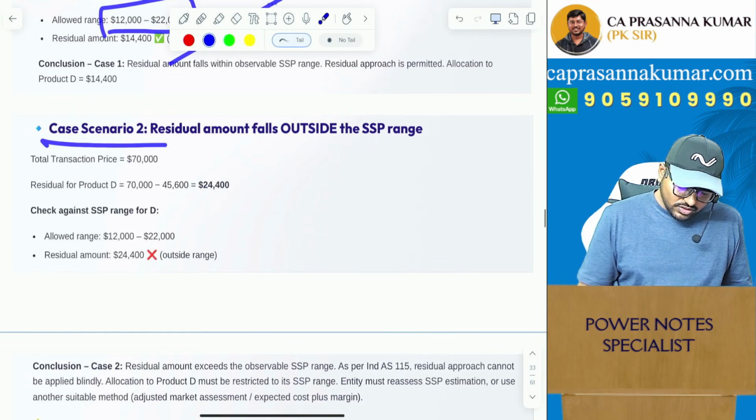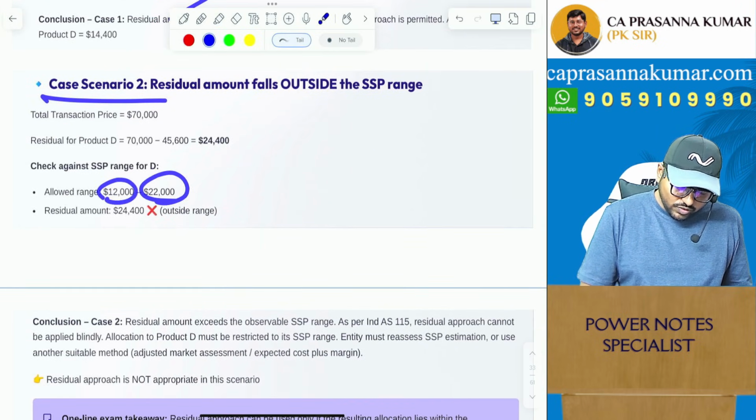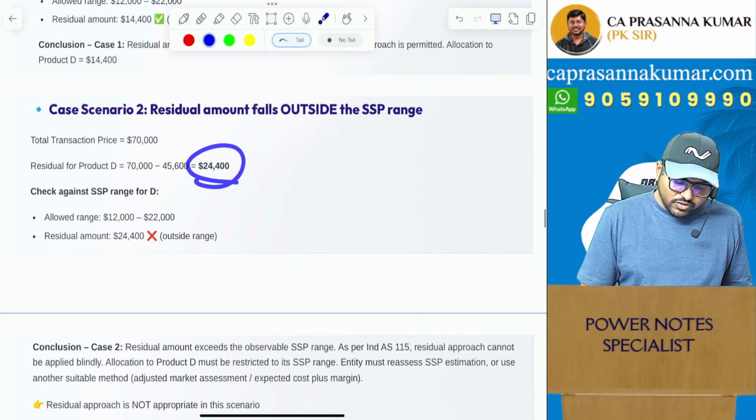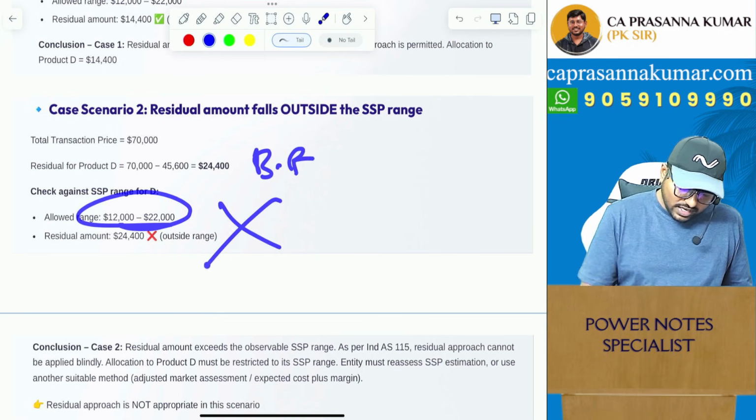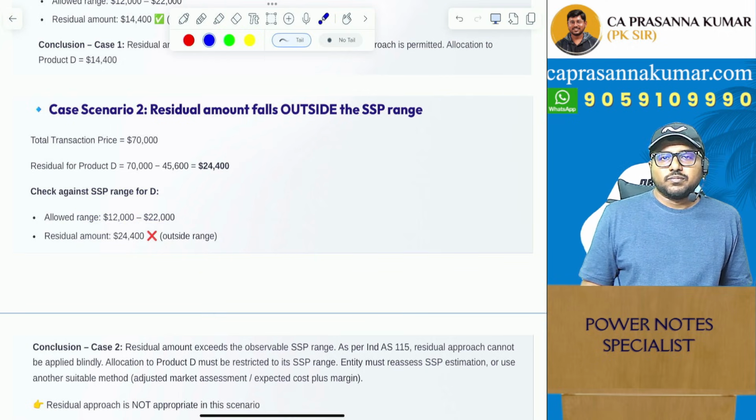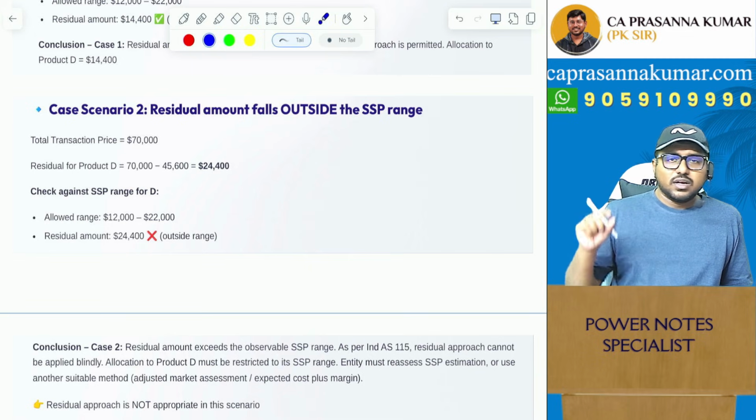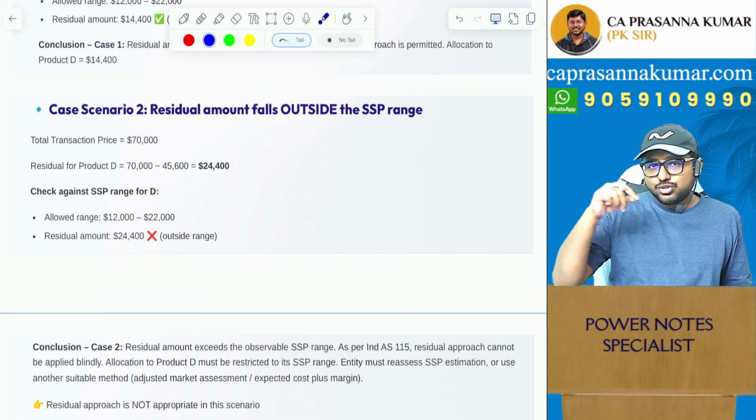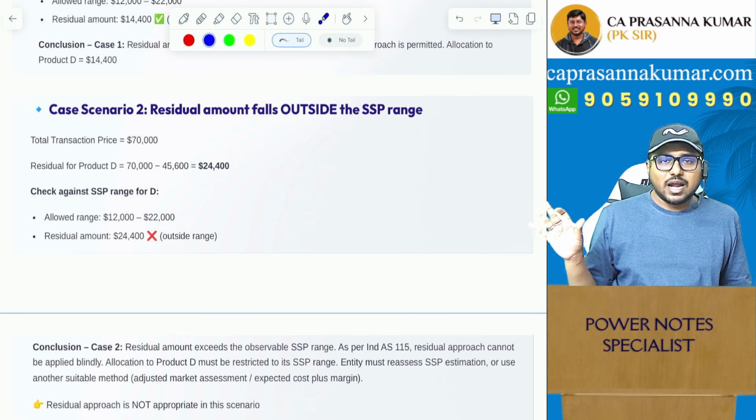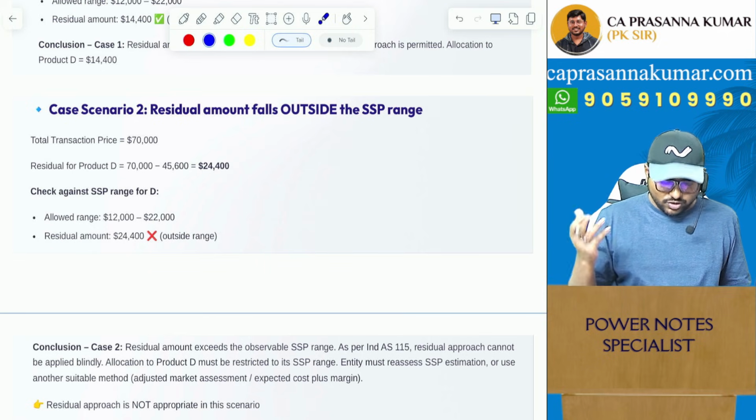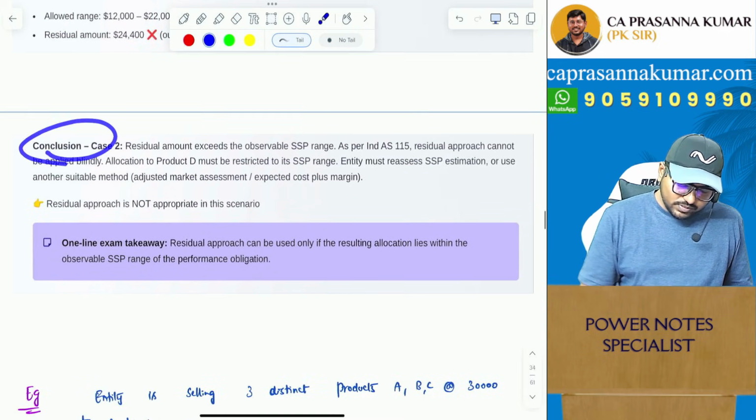If you look at the case 2 scenario, the range is given as 12,000 to 22,000, whereas the answer that you have got is 24,400 as the balancing figure. So that is outside the range. Therefore, that cannot be called an SSP. So when a range constraint is given, the ultimate balancing figure that you calculate should be within the range. If it is within the range, it is correct. If it is out of the range, then you cannot use that particular method, which means the residual method you cannot use.